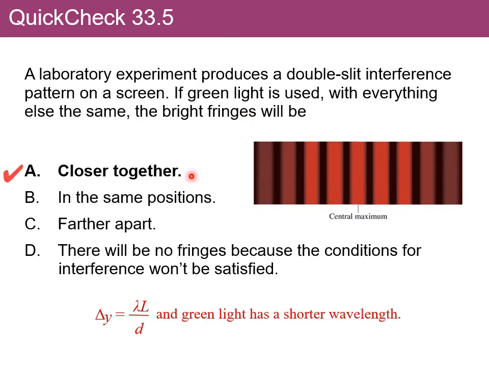The answer is that the fringes will be closer together. Since delta Y equals lambda times L over D, and green light has a shorter wavelength than red light, the value of delta Y would be smaller for green light than for red light, holding everything else constant.